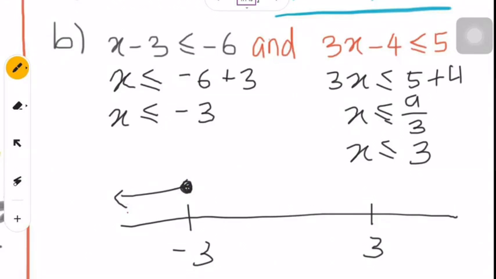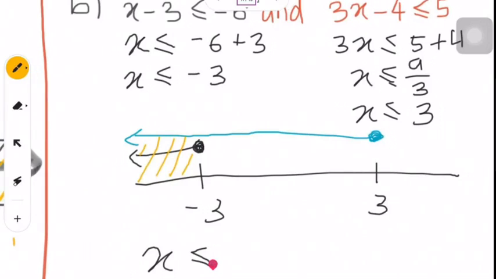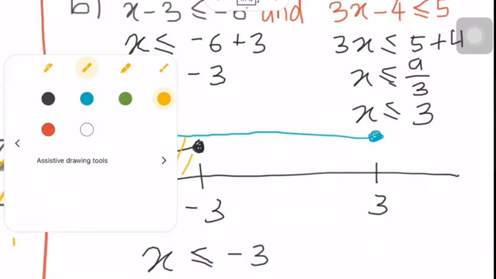Okay, next one guna warna lain. Use different colour. Husna, use different colour. Make it nice drawing. Bagi ceria sikit, guna colour lain. Okay. And where is the overlapping area? Here. Okay. So how do you write the conclusion? The conclusion is x is less than or equals to -3. Yeah. Very good. Thank you.